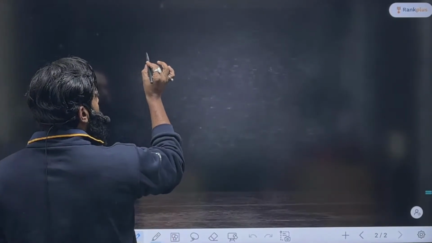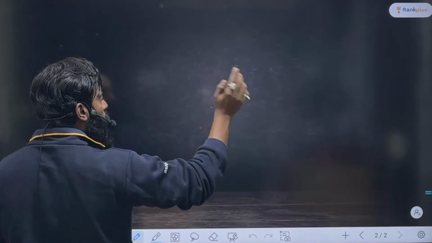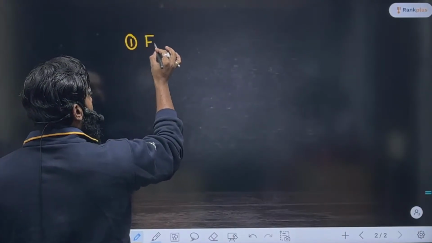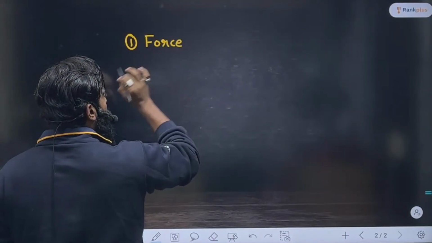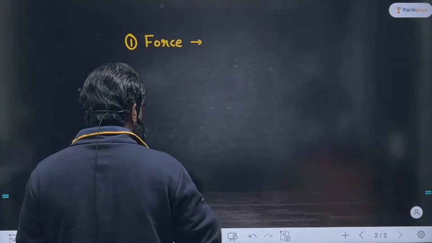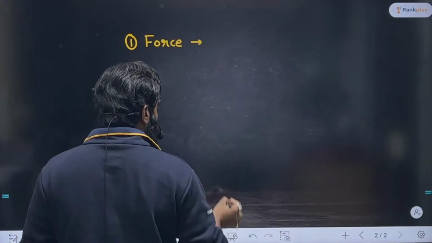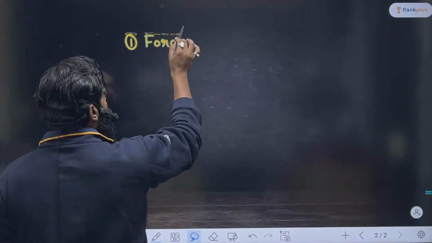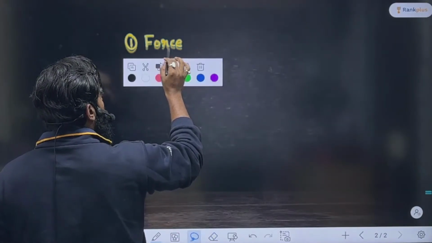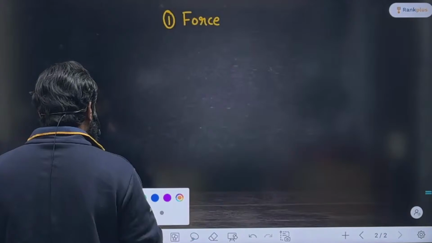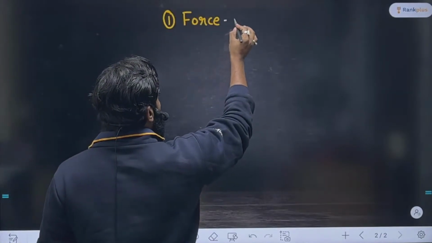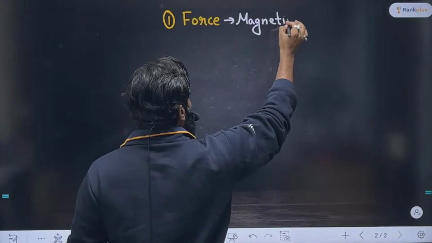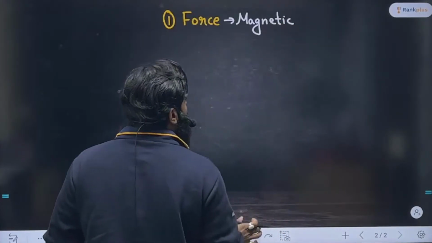So this chapter is basically talking about two different things. The first one is the force and the second one is the field. So let me start first with the force. And the force here could be on two different things. If I'm telling you that we have to calculate or find the force, I am basically more concerned about the magnetic force.